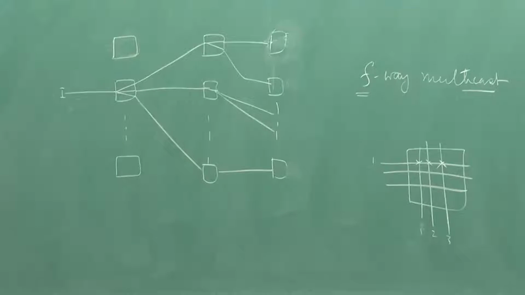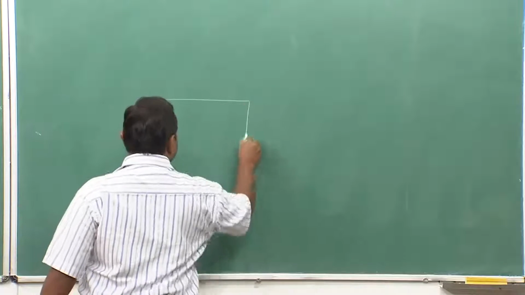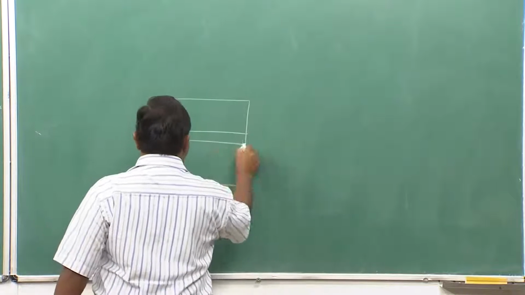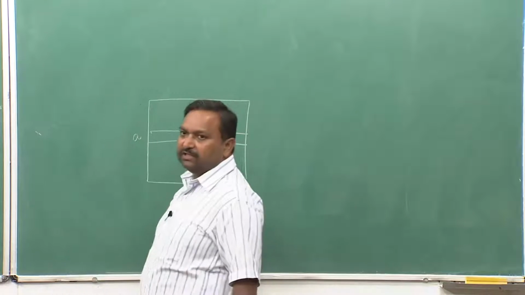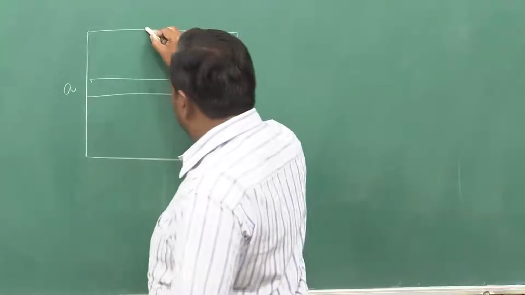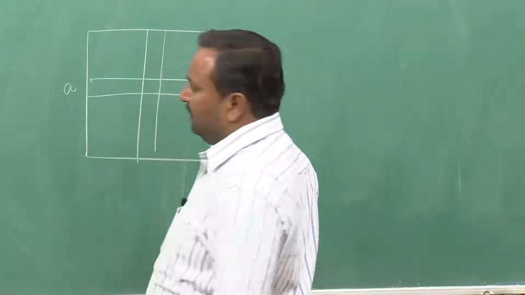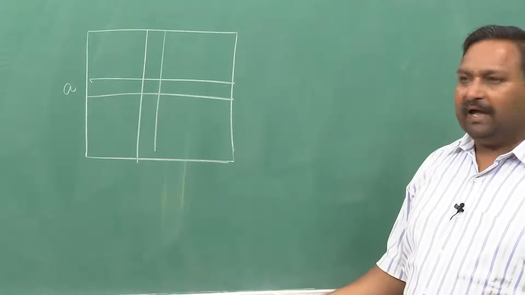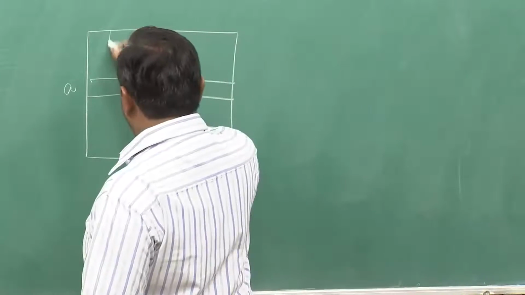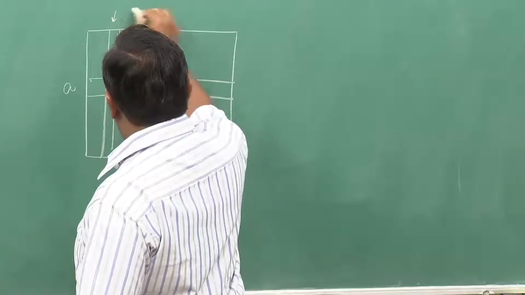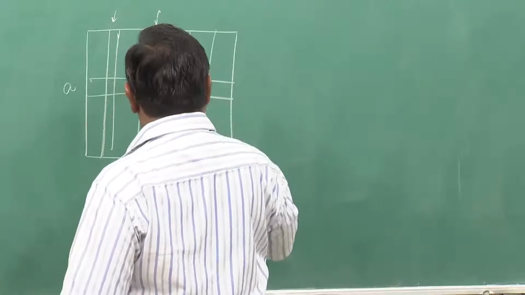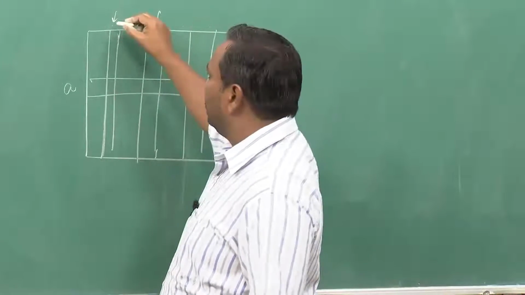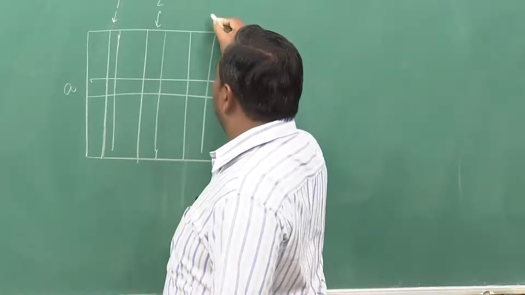Okay. In this case, if I draw the Paull's matrix, this is the switch from where the input is to be multicasted. Now, this can be multicasted to F different elements. Okay. So, these are various outputs. In worst case, F-way multicast actually means there are F separate third stage switches or output stage switches. So, 1, 2 and F.